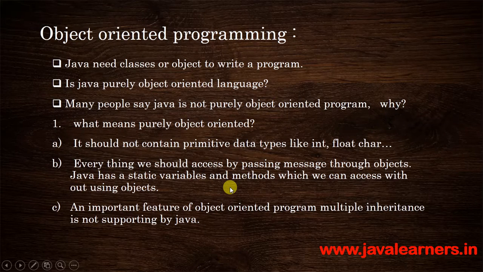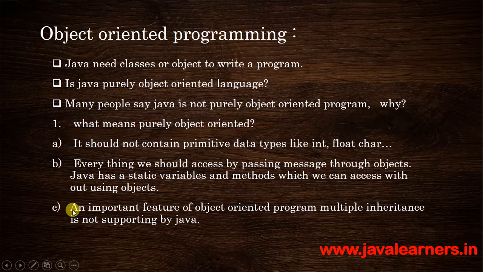Java has static variables and methods which can be accessed without using an object. If it is object-oriented programming, but Java has static variables and methods which we can call without creating the object. That is, static variables we can call without creating objects of the class.